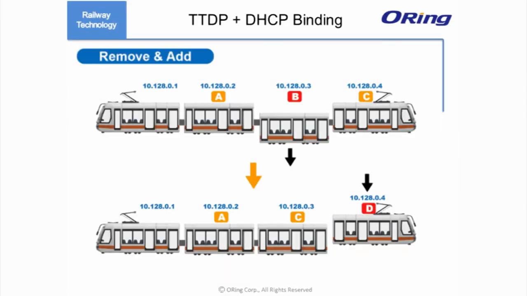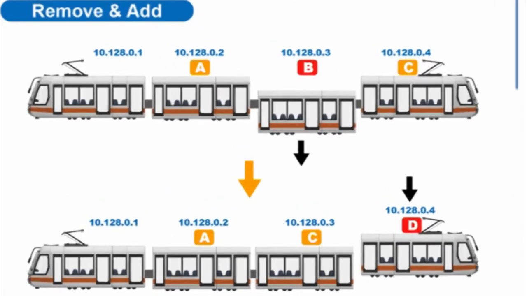TTDP and DHCP binding also work perfectly for adding and removing train carriages. When switch B is removed and switch D is added, switch C, which takes car B's place, will be assigned the new IP address based on its location, which is the IP address of switch B. The added carriage where switch D belongs will also receive a new IP address, which is the original IP address of switch C, because switch D is now in the fourth carriage of the train.